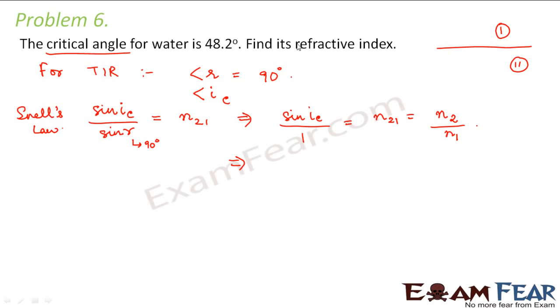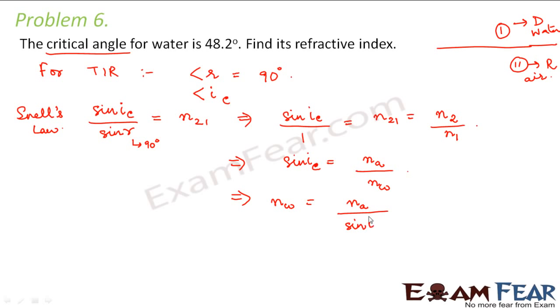So in this case, water is medium 1, the denser medium, and this is the rarer medium. So this medium is water and this medium is air. So this would be sine IC is equal to n2, that is refractive index of air divided by refractive index of water. Therefore, refractive index of water is equal to refractive index of air divided by sine IC. Refractive index of air is 1 and IC is given as 48.2 degrees. So this comes out to be 1.34. So this is the refractive index of water. Clear? Okay.